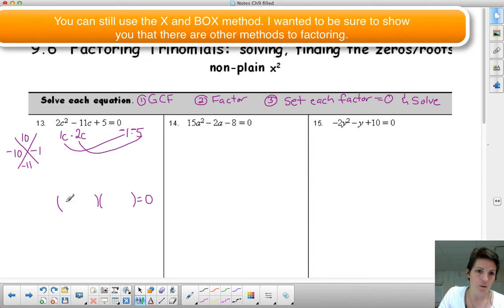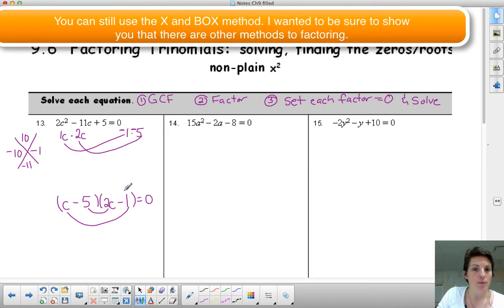So we would put 1c in the first part of the binomial, and 2c goes as the other first, right? There are your firsts. Here are your lasts. And to decide how to connect them, we use our outer and our inner. The 1c gets connected to minus 1. 2c gets connected to minus 5. And your box is much easier. There's no guessing. When these problems get more difficult, using this method is not always the best bet. But you can. We need to finish it.